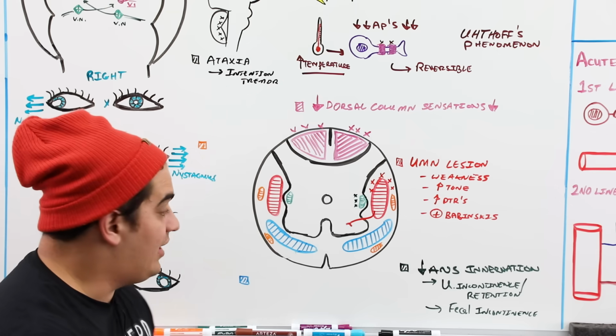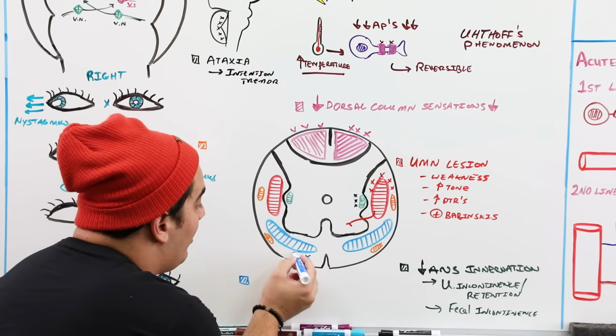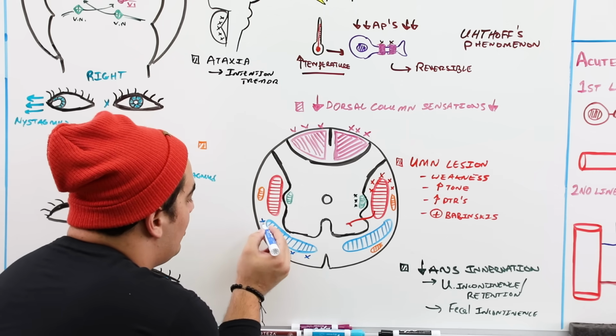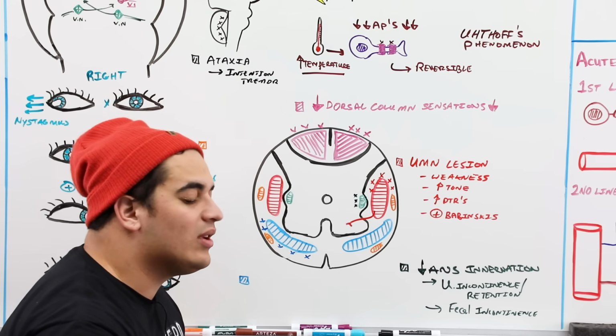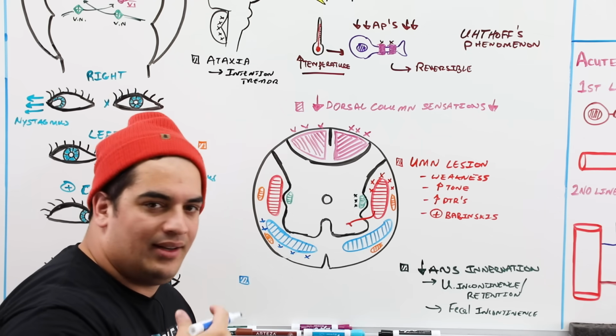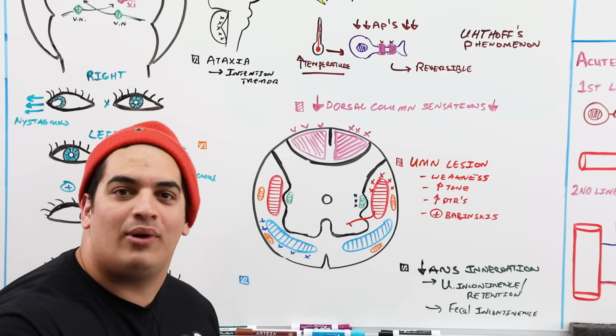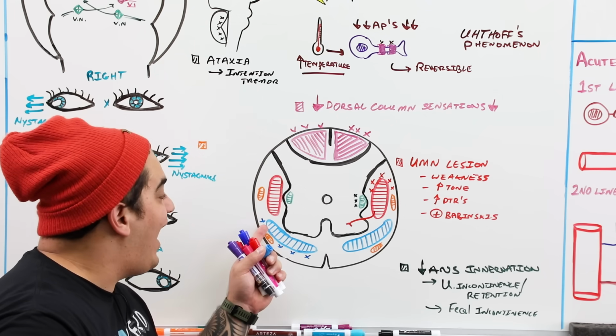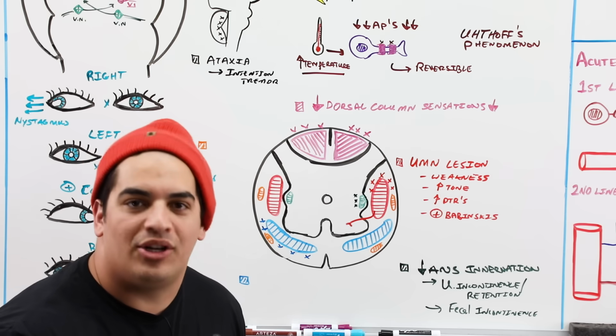We have another tract here. These tracts convey particular types of sensation from the extremities. What type of sensations are they carrying? They carry pain, temperature, crude touch, and pressure. This is our anterior and lateral spinothalamic tract.